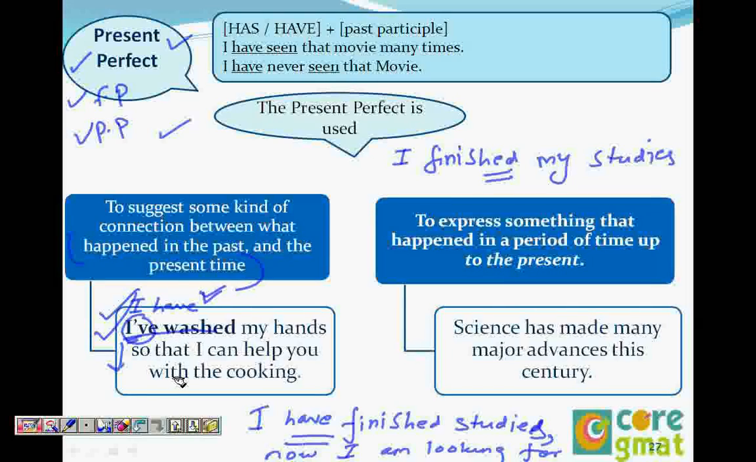So, I have washed my hands so that I can help you with the cooking. I cannot say I washed my hands. Maybe when I was five years old I washed my hands, so I cannot use that for cooking right now. That is why you have to use I have washed my hands.